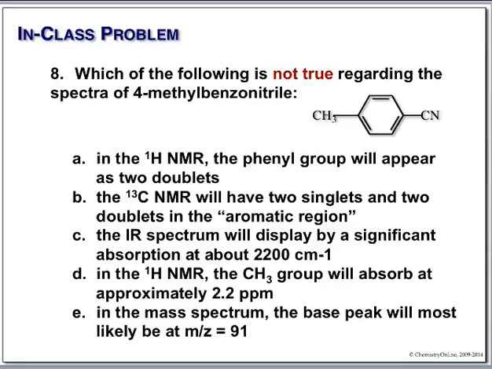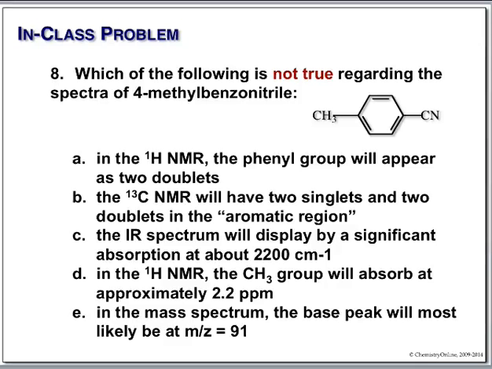The C13 NMR will have two singlets and two doublets in the aromatic region. Well, these two would be singlets, wouldn't they? And they are different. We have another doublet for these two, another doublet for these two, because they each have a hydrogen attached, remember. So that's good. Peak at 2200 reciprocal centimeters, that is our triple bond stretch.